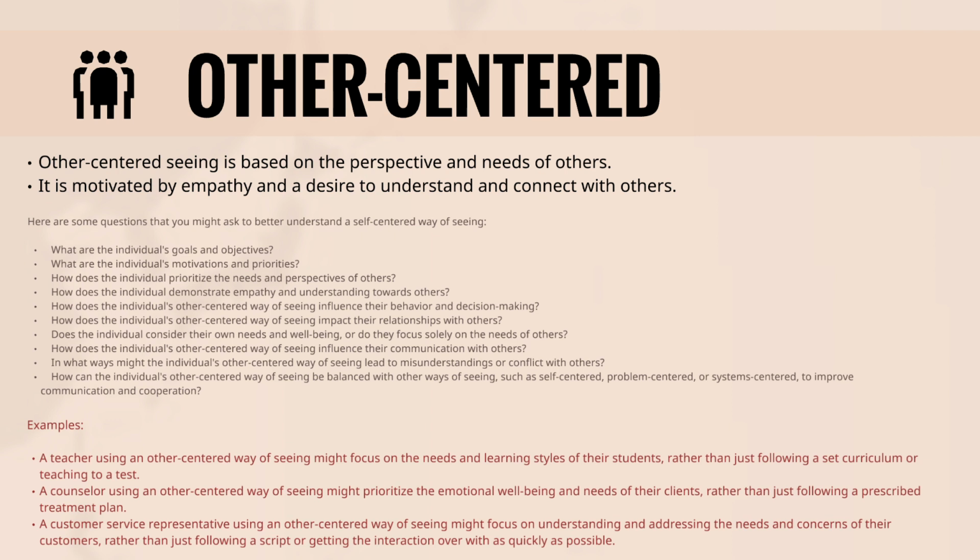Balancing the needs of others with your own is key to a successful other-centered way of seeing. Finally, consider how the individual's other-centered way of seeing can be balanced with other views such as self-centered, problem-centered, system-centered to improve communication and collaboration. Here are a few examples of other-centered way of seeing.